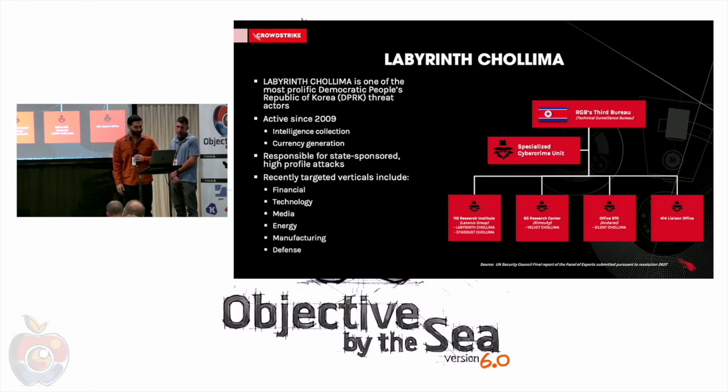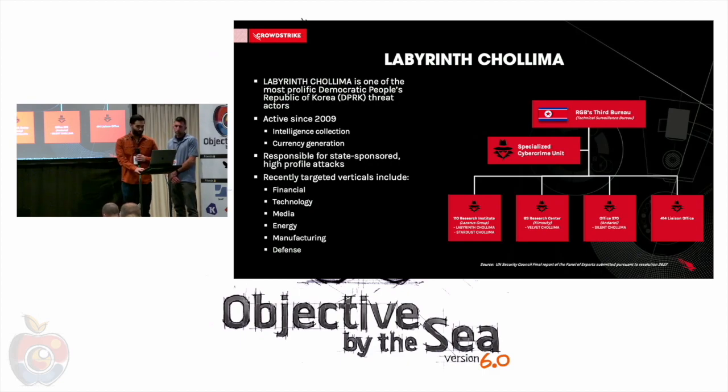Some of the verticals that we at CrowdStrike Overwatch have seen them target in the last year have been the financial and technology verticals. A lot of those have been cryptocurrency organizations, which falls under that currency generation mission. But we've also seen other more traditional technology companies, big names, be targeted. And then some of your more classic nation-state targets like government agencies, media, energy, manufacturing, defense industrial base, things like that.